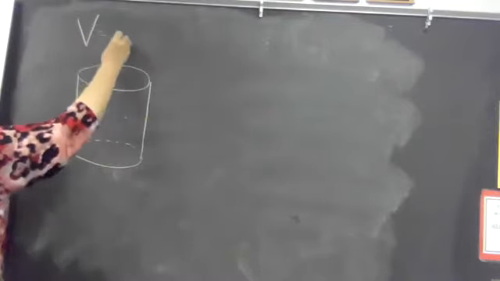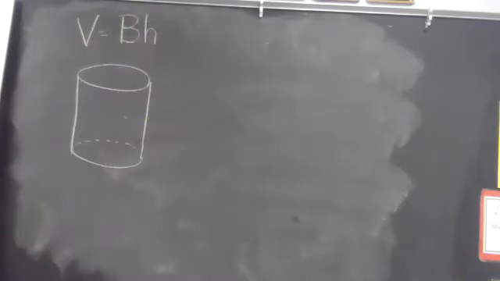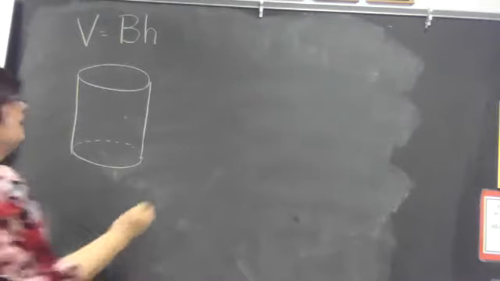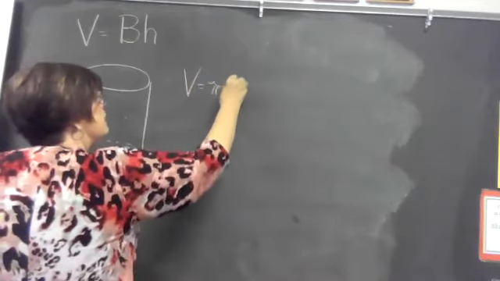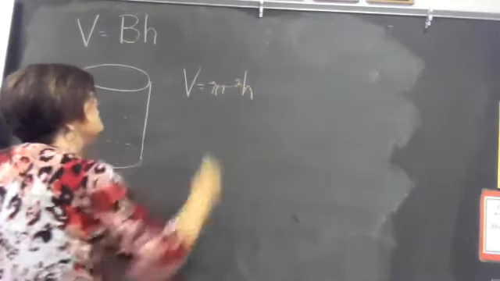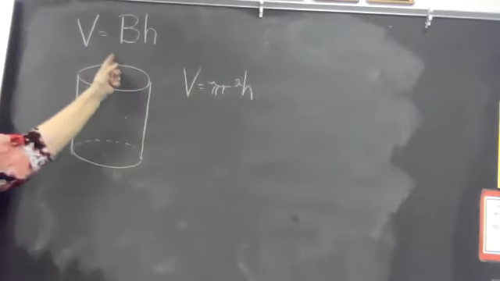Now, today we're going to talk about finding the volume of a cylinder. Okay? So, guess what? It's like a prism. We get to use exactly the same formula. Now, the cylinder on your page might say volume equals pi r squared h. Does it say that? Or does it say this one? The volume for a cylinder.